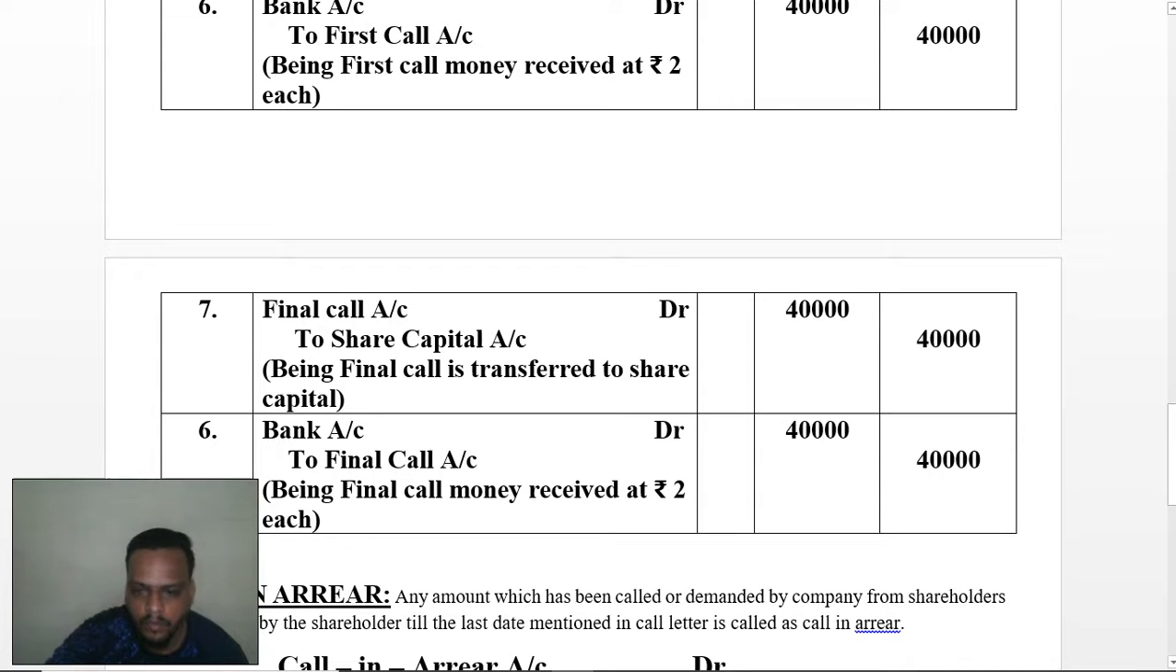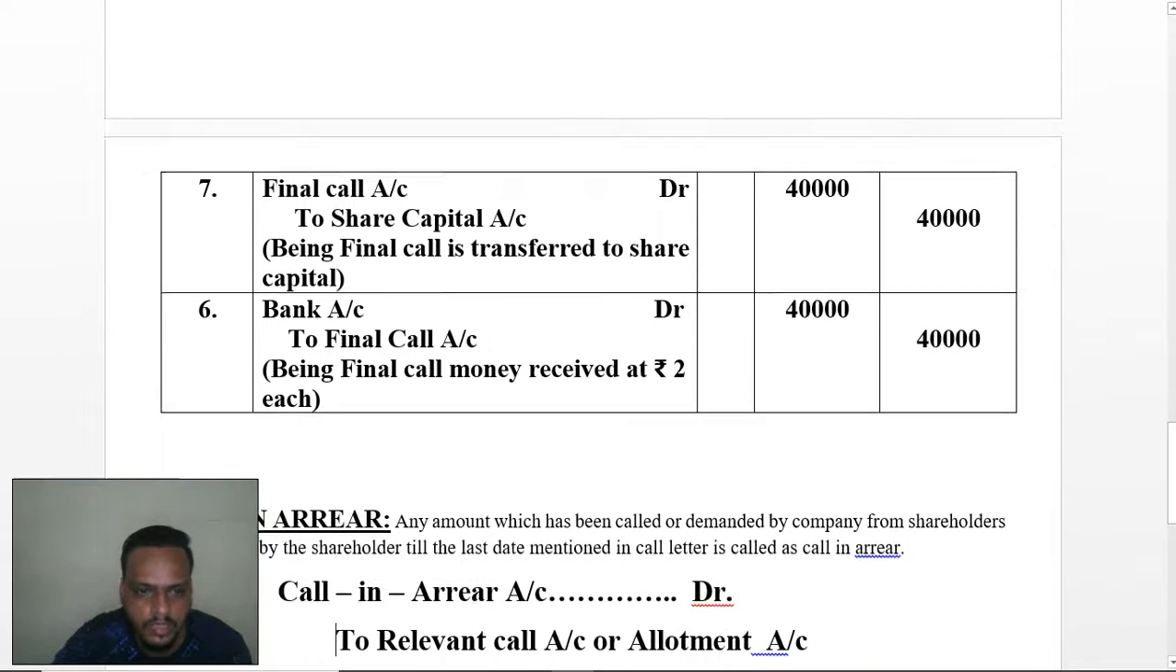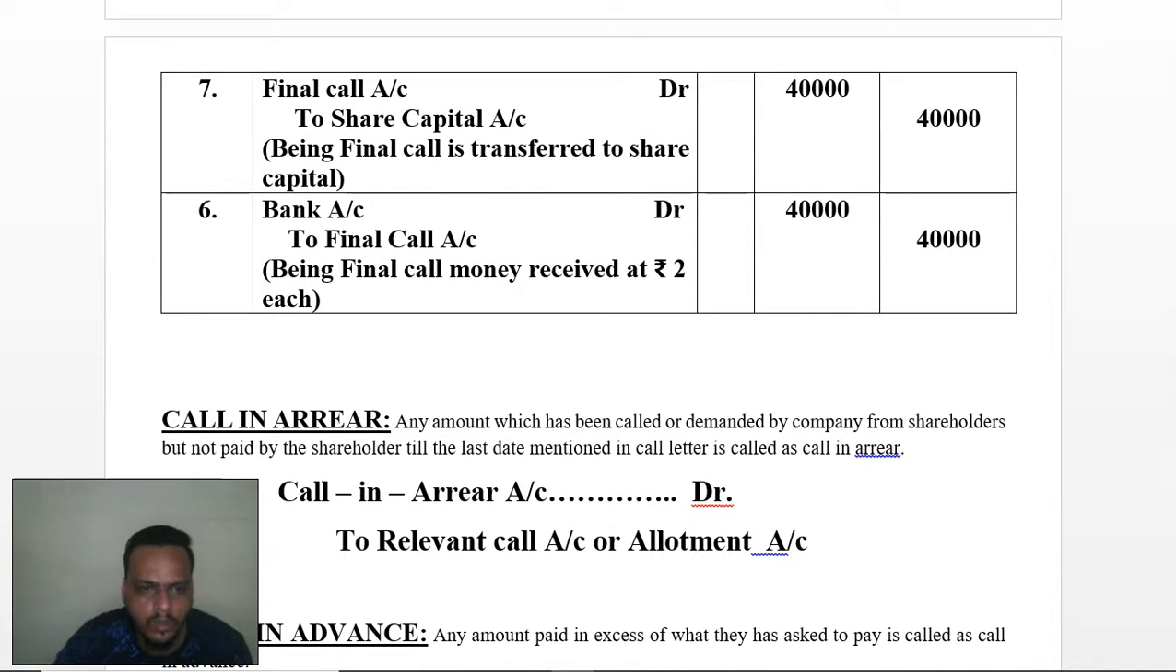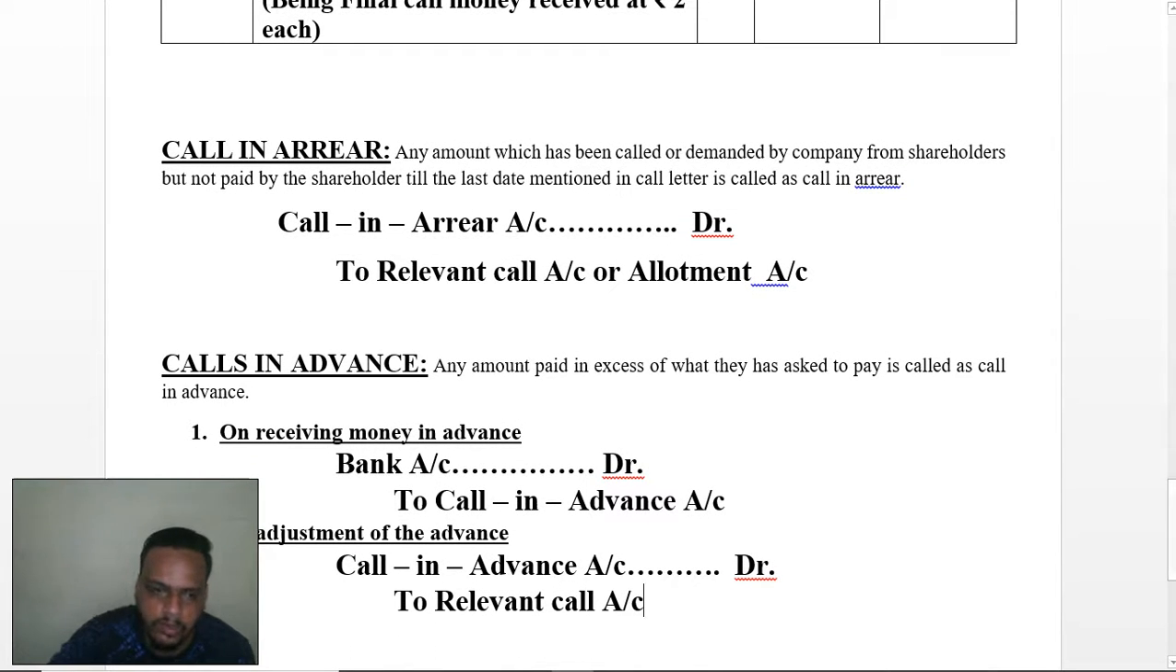Now we are going with the another portion of this. So let's begin what it is now. So only two entries will be new for you, and in next lecture we will continue the same thing. And after arrears, here the first part is calls in arrears. It means here you have asked for the money, you have called money, you have demanded the money as a company, but shareholder is unable to pay on the last date or due date. It is considered as call in arrears.